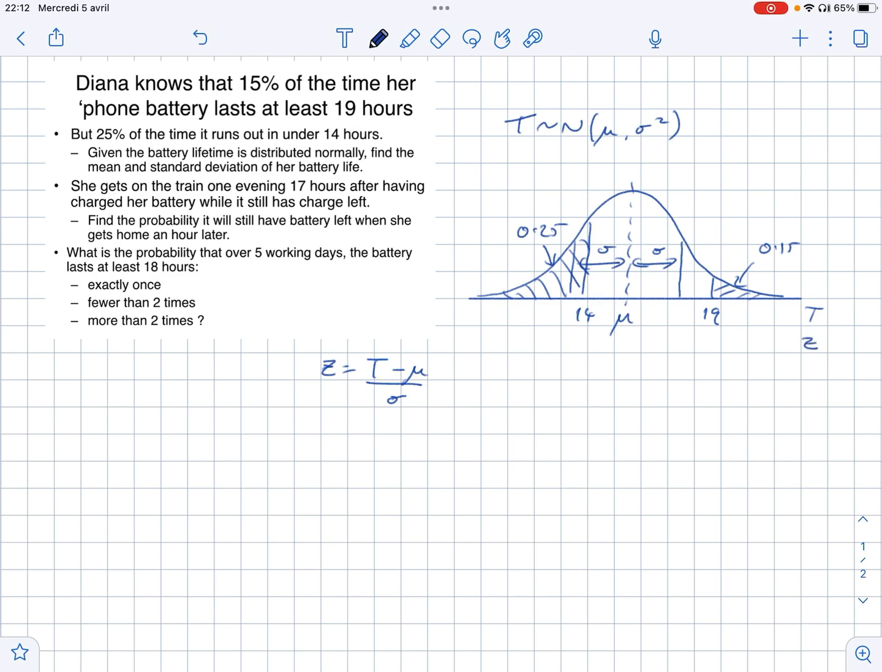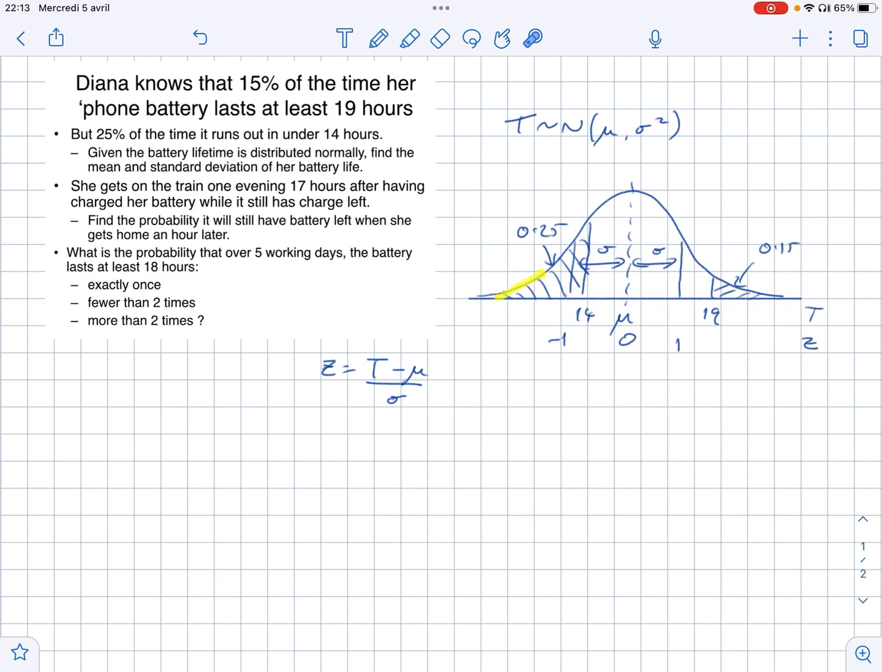So let's put Z in here. If it were a Z distribution, by definition, this is 0, the mean is 0, and one standard deviation away is 1, so that must be 1. That must be -1 and 1 to get to this point here and this point here. I don't know where they are in this distribution. We've got to work that out.